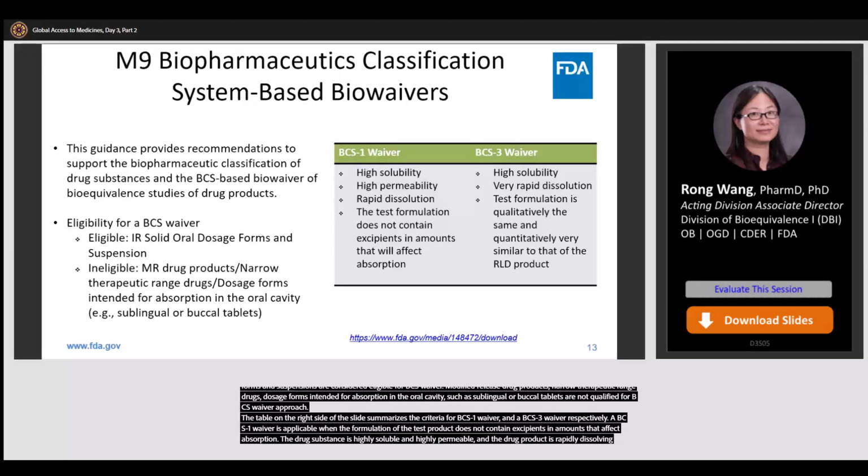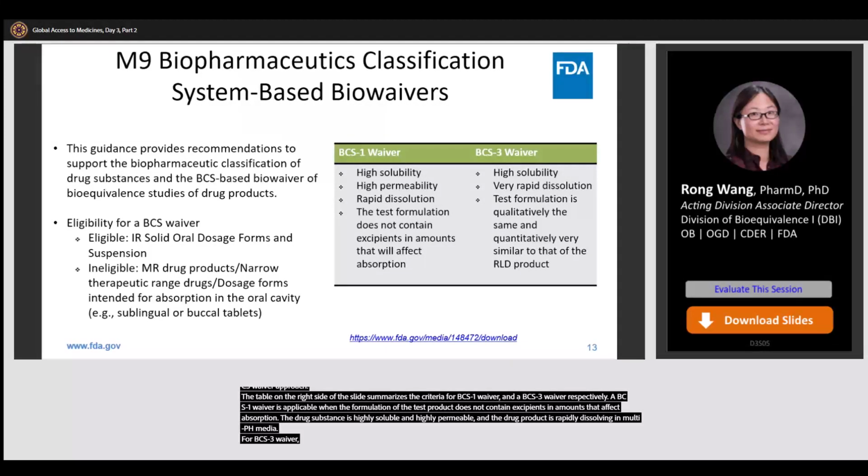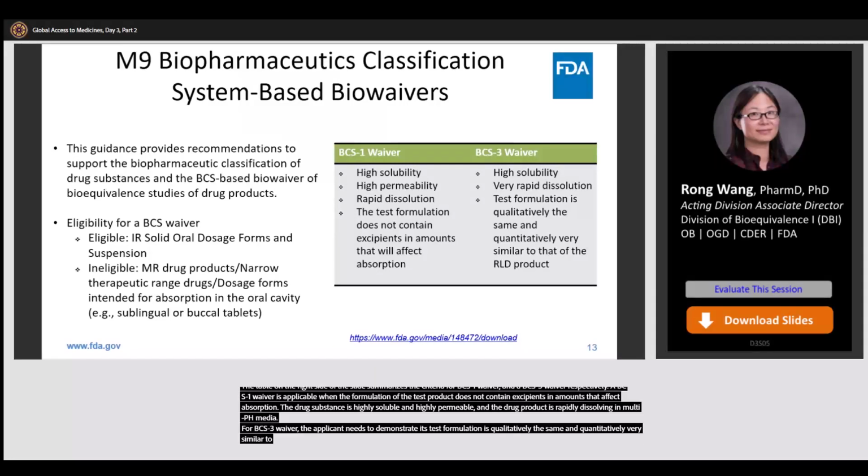For a BCS-3 waiver, the applicant needs to demonstrate its test formulation is qualitatively the same and quantitatively very similar to that of the RLD product. The drug substance is highly soluble and the drug product is very rapidly dissolving in multi-pH media.